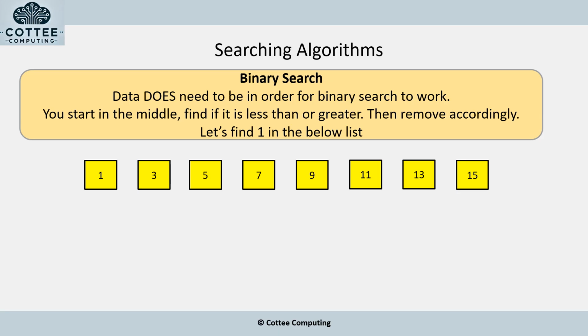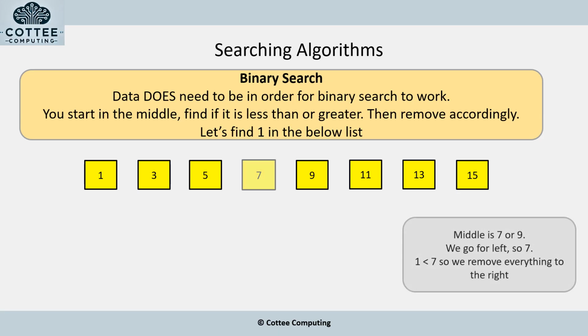So if we try and find 1 in the below list, first of all we try and find the middle. We've got 8 items here, so the middle would be 4.5. Well, we can't find 4.5 there. So what we do is we go for the left-hand side of it. So this bit here would be the middle. So we go to the left, which is 7. Okay.